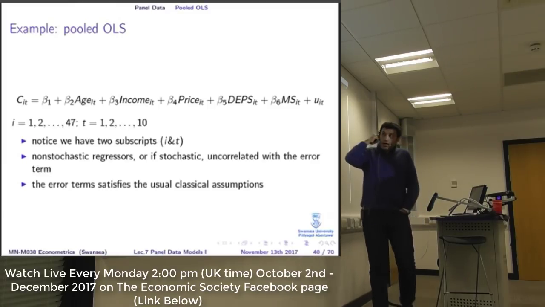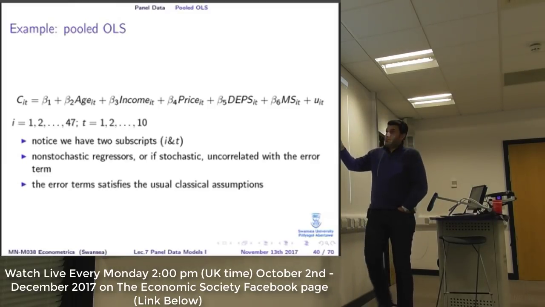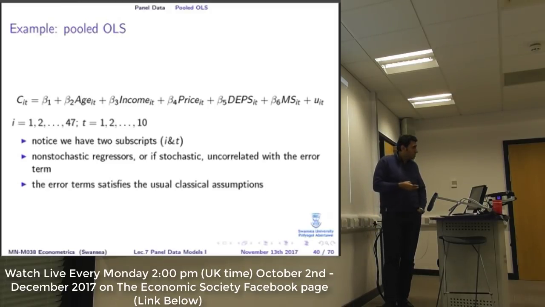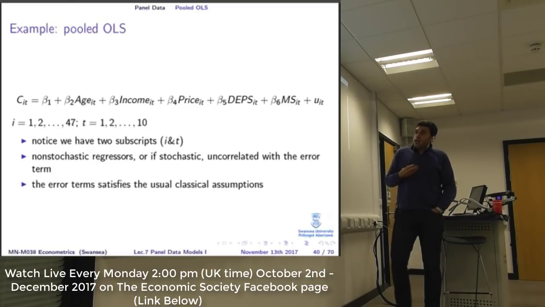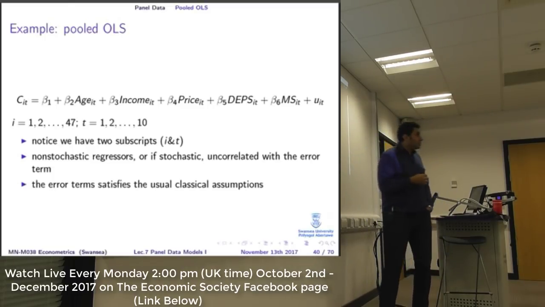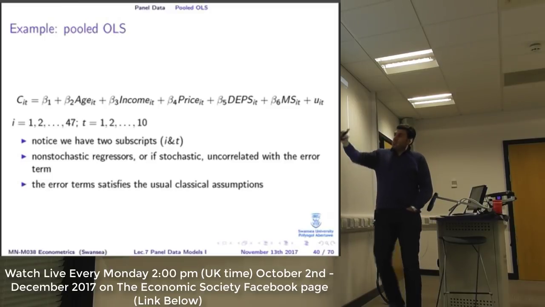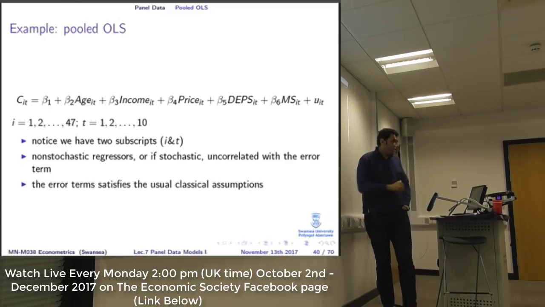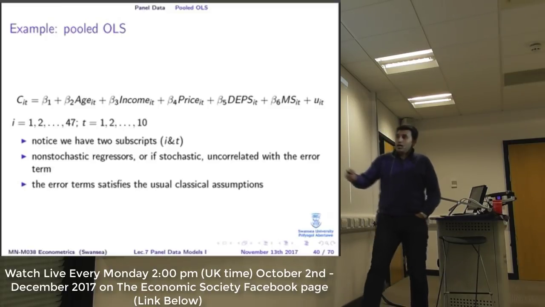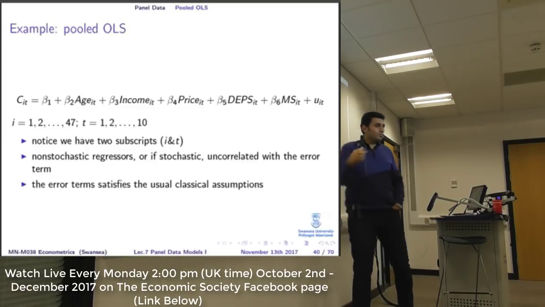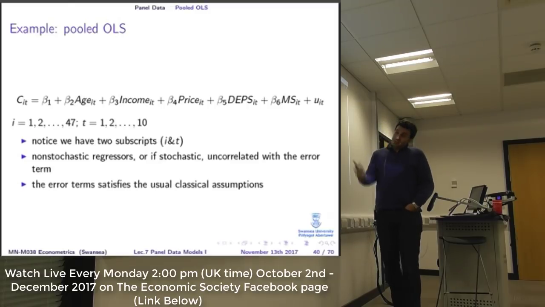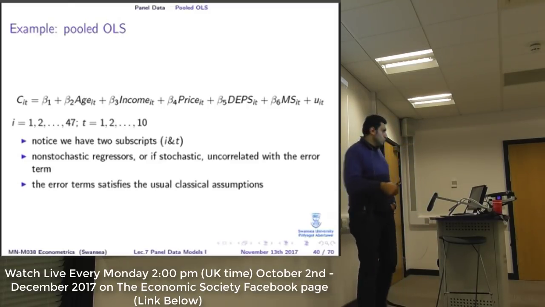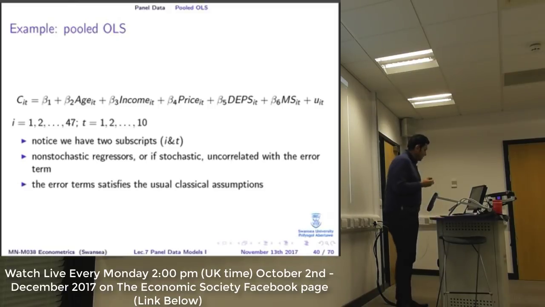And these are the independent variables. Age, we said this is a dummy variable that takes the value of 1 if the person is more than 64. Income, this is the gross income. Price is 1 minus the marginal tax rate. The dependents, this is the number of dependents. This is the marital status, another dummy variable that takes 1 if the person is married. And i here goes from 1 to 47 because we have 47 individuals, or 47 subjects in this case. And t is from 1 to 10. We have data for 10 years.